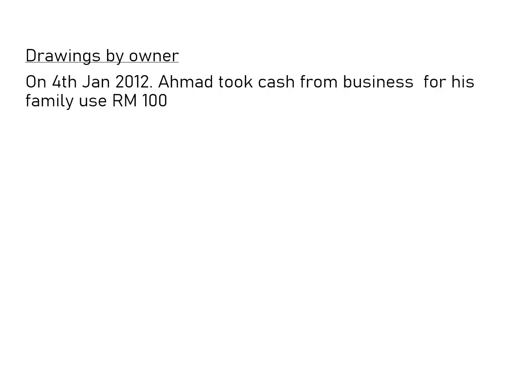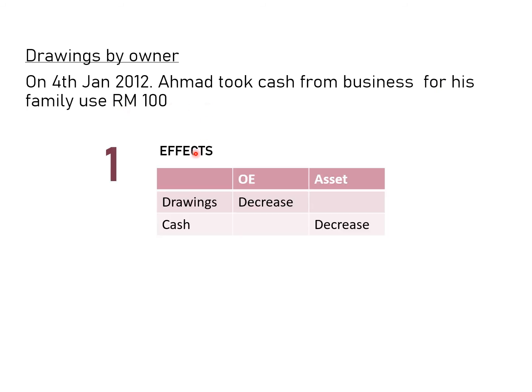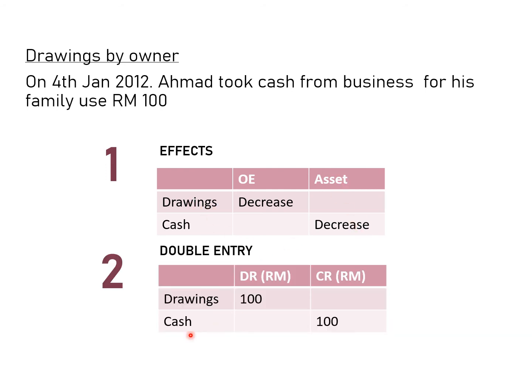Next, kita move on for drawings. This is drawings by owner. On 4th January 2012, Ahmad dia ambil cash from the business for his family use. So, first step, you kena tengok effect dia. The effect adalah dia akan reduce owner's equity. Dia akan reduce asset sebab dia ambil cash. So, double entry dia adalah debit drawing 100, creditkan cash 100.